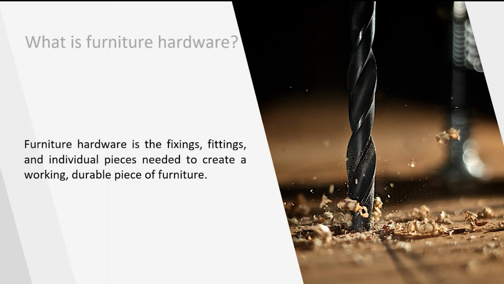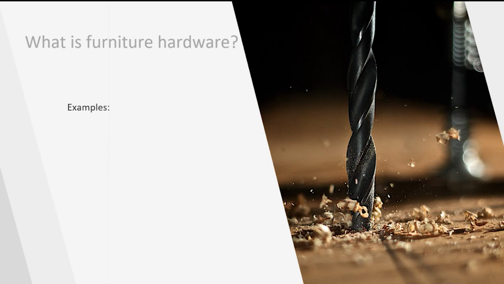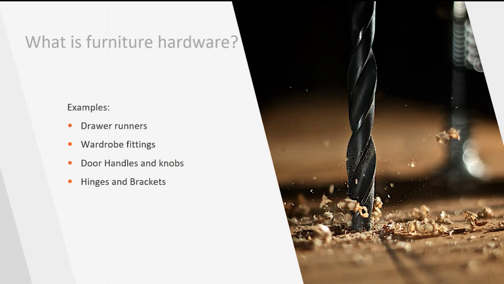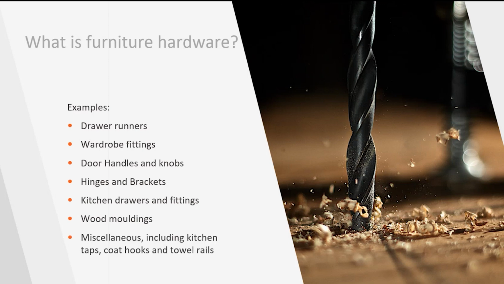So what exactly is furniture hardware and what does it do? Furniture hardware refers to components that secure, fit, and assemble individual pieces to create a functional and durable piece of furniture. Typical examples of furniture hardware are various runners for drawers, wardrobe fittings, handles and knobs, hinges and brackets, various kitchen drawers and fittings, wood moldings, and many miscellaneous items, including tabs, coat hooks, towel rails, and many others.